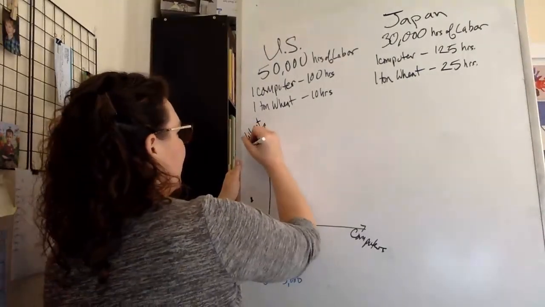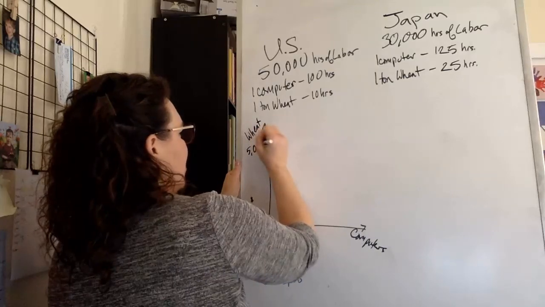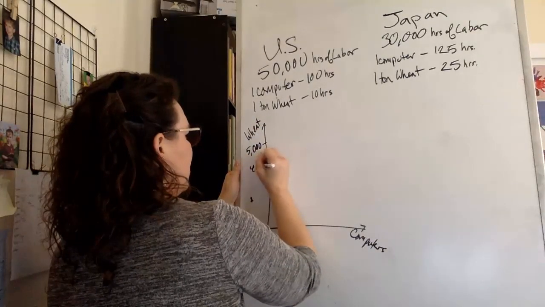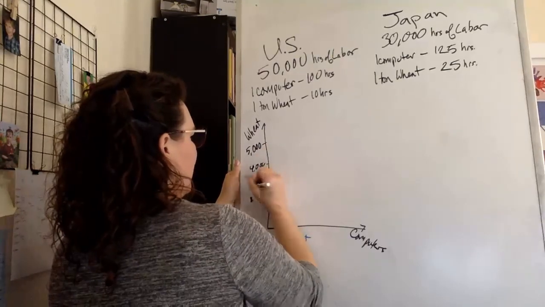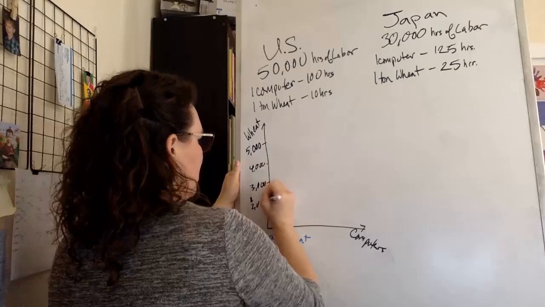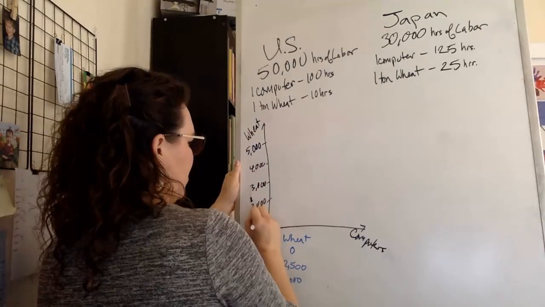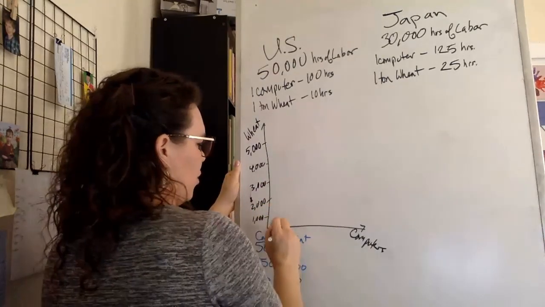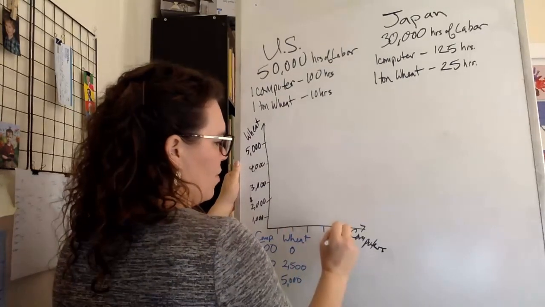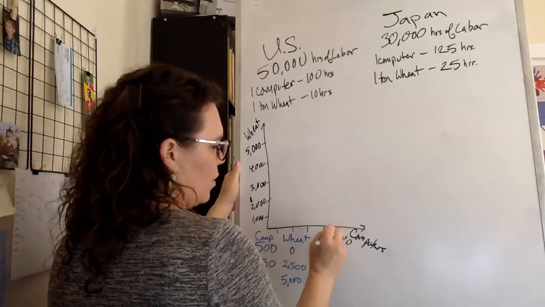So I could have either 5,000 tons of wheat, or 4,000, or 3,000, 2,000, or even 1,000. And the same for computers. I could have 1, 2, 3, 4, or 500 computers.